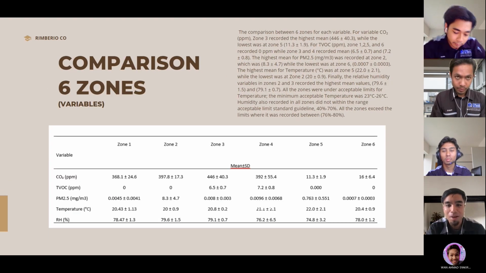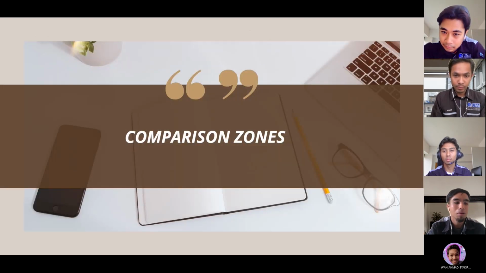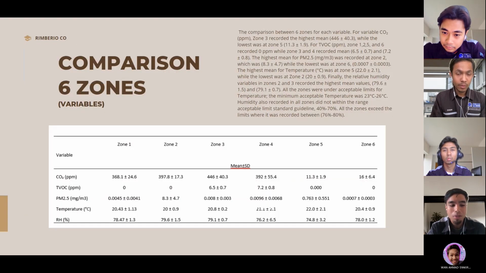Thank you, Muhammad Nabil. My name is Muhammad Hazim bin Ahmad Zulkafli. I would like to present about the comparison zone. So for the comparison zone, 5 variables are being compared for every 6 zones. For the first variable, which is CO2, zone 3 has the highest mean at 446, and zone 5 has the lowest mean at 11.3.